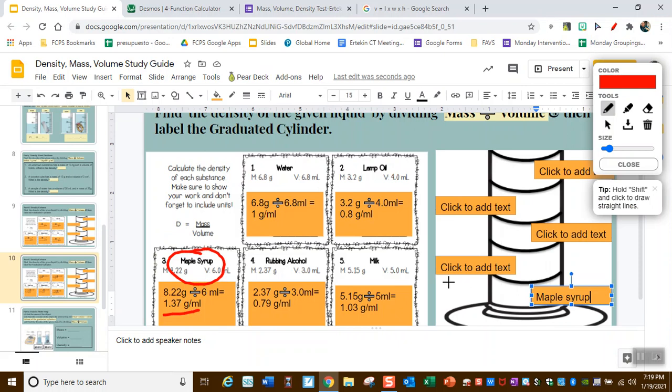Okay, push pause on the video and tell me what goes here, what goes here, what goes here, and what goes here, okay? And here are your options: rubbing alcohol, milk, lamp oil, and water.